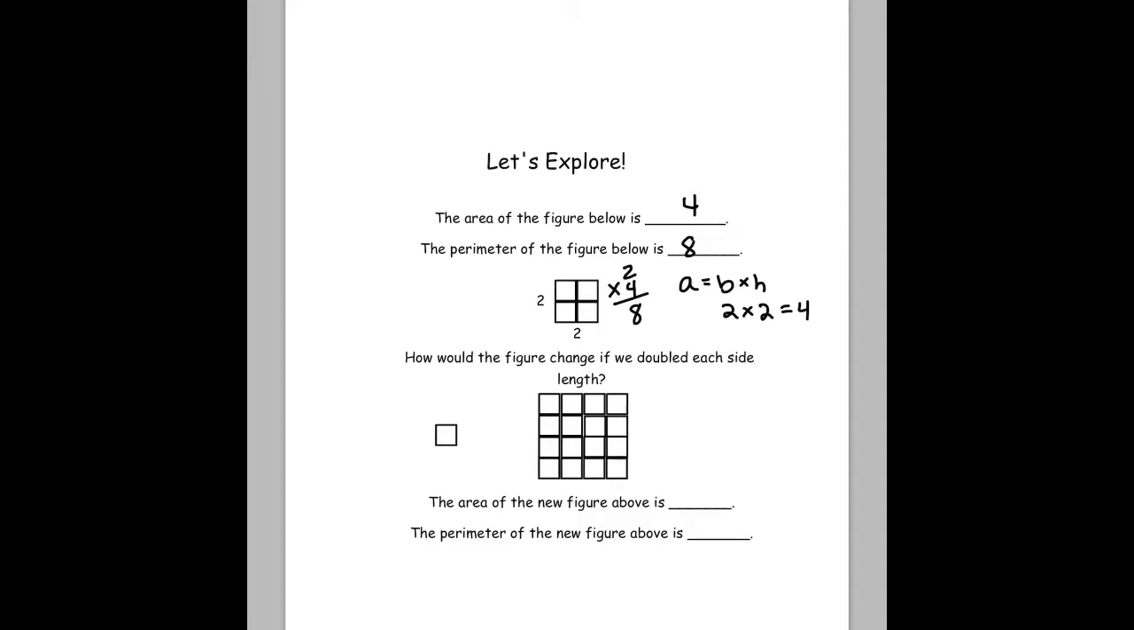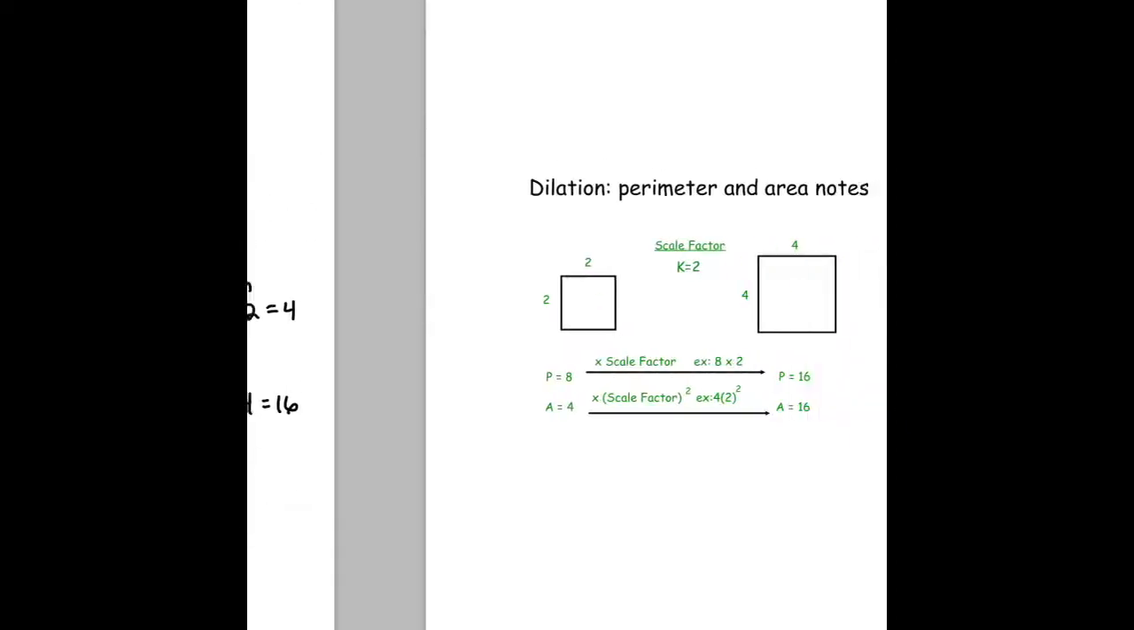The question says, how would the figure change if we doubled each side length? So let's say instead of being 2, it became 4. Well, the area of the new figure above is 4 times 4, base times height, which is 16. And the perimeter would be 4 times 4, because there's 4 sides, each are 4. So the perimeter would also be 16. So let's look at this a little more.